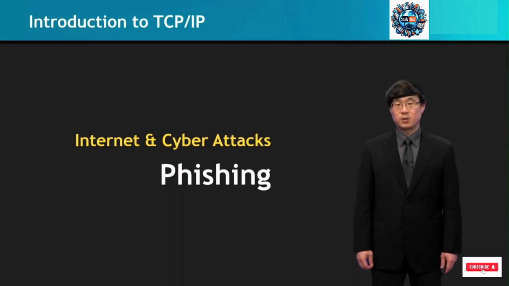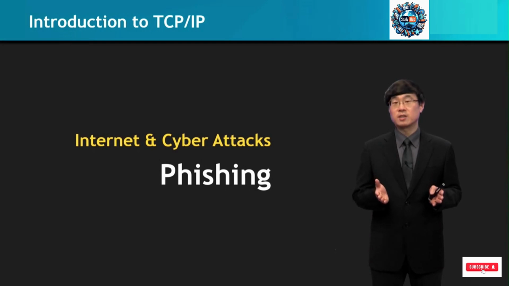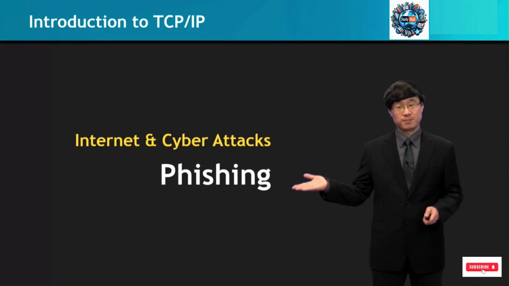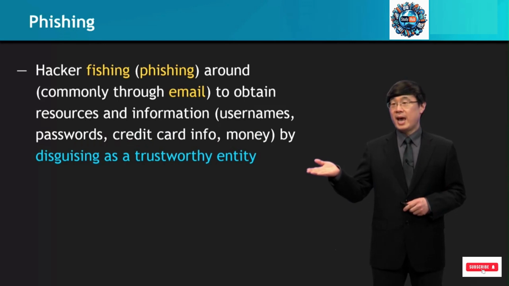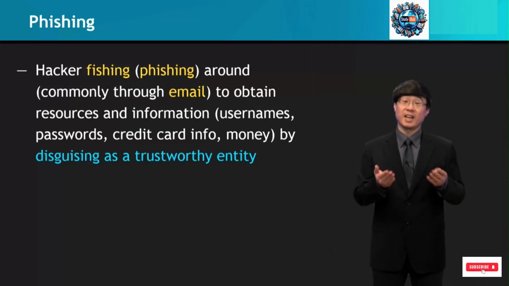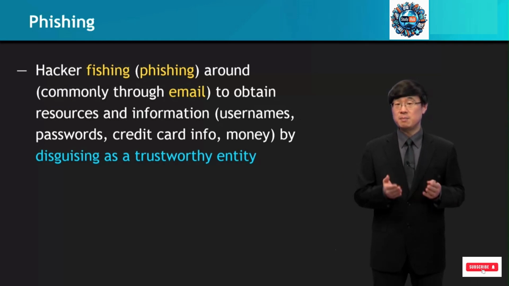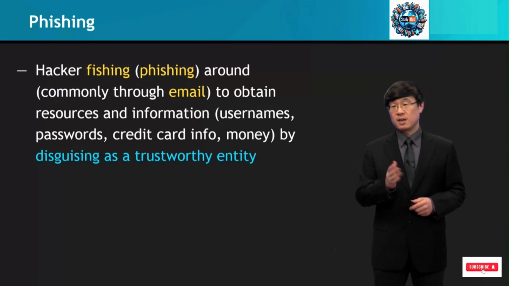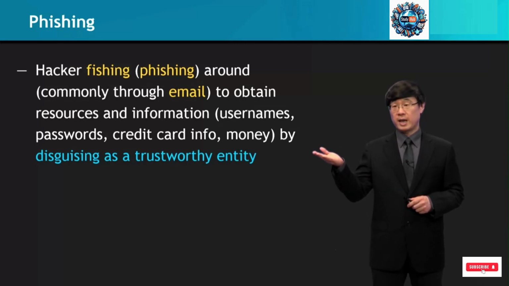Now let's look into internet and cyber attacks. We're going to start off with phishing. Hacker phishing around to obtain resources and information by disguising as a trustworthy entity is what we call phishing. And typically email is used, and the information types that are hunted around are usernames, passwords, credit card information, and money.